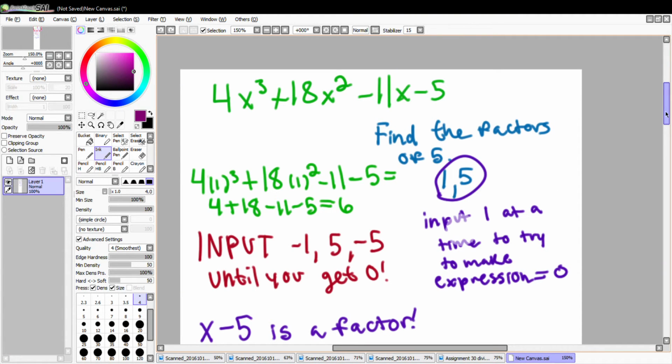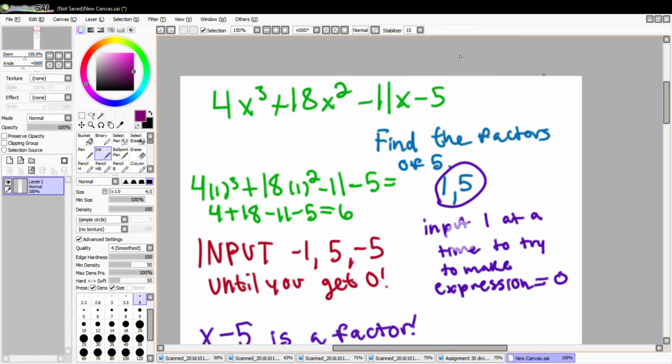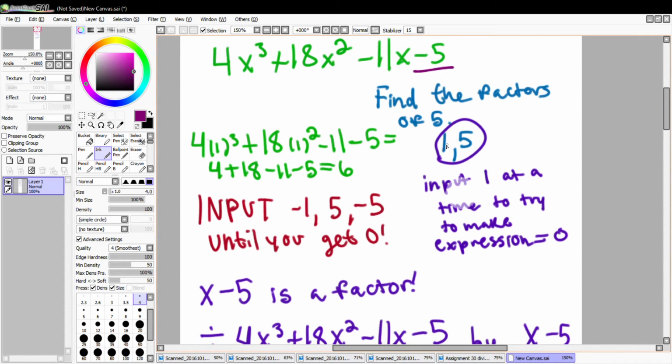So what we're doing here is polynomial division. First, I've written out our equation here. What you're going to do first is find the factors of your constant in this. It's going to be the number without the variable attached. That is our -5. So find the factors of 5. That's going to be 1, 5, -1, and -5.